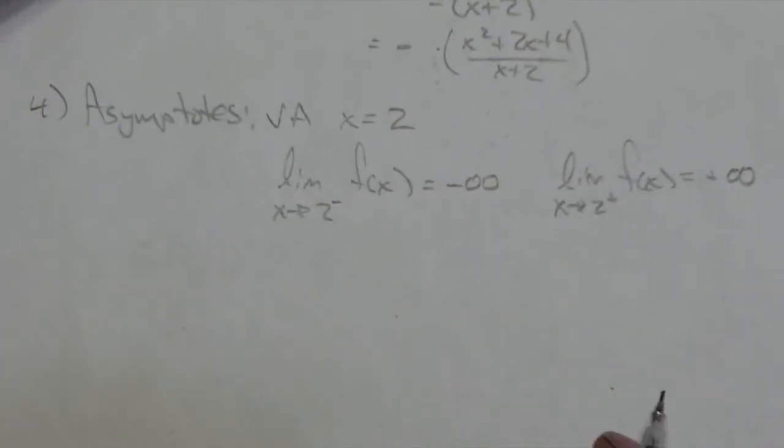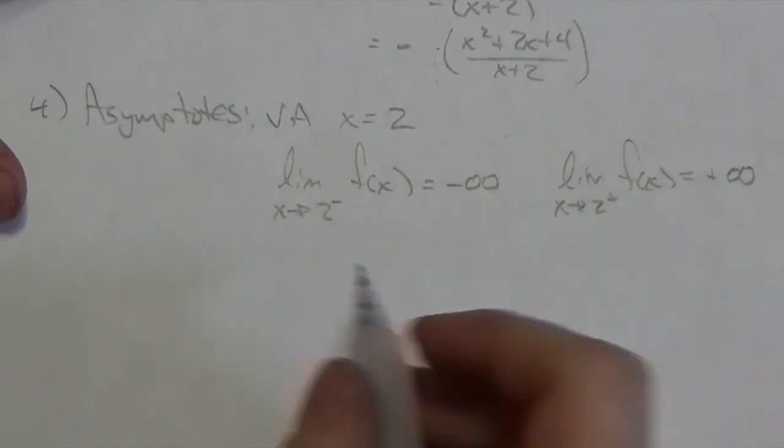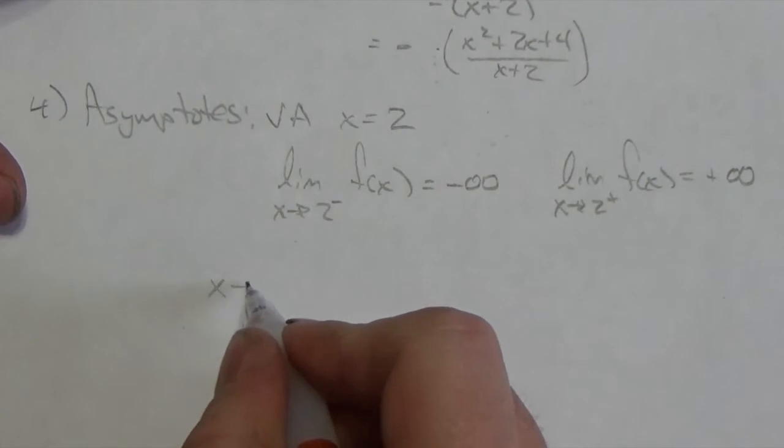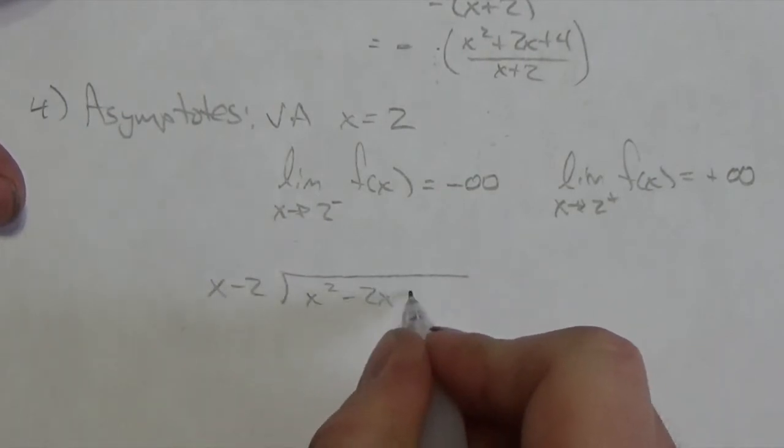Awesome. Now, because the degree of the numerator is greater than the degree of the denominator, it doesn't have a horizontal asymptote, but it might have an oblique one. So we've got to check into that. What I'm going to do here is the division: x squared minus 2x plus 4 divided by x minus 2.